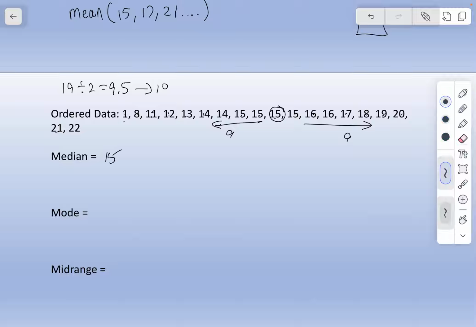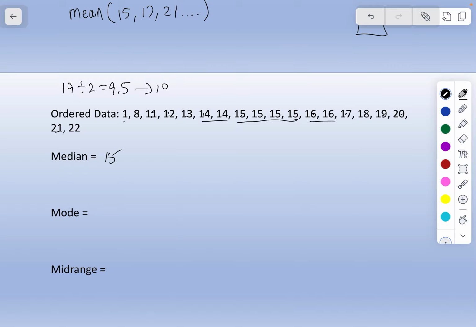Now let's look at mode. Now mode is the one that occurs most often in our list. So for mode, if we look, 14 appears twice, 15 appears 4 times, 16's twice. So our most occurring value is indeed 15.